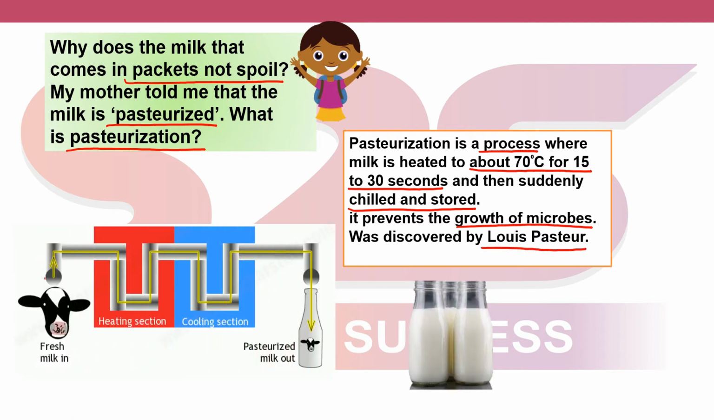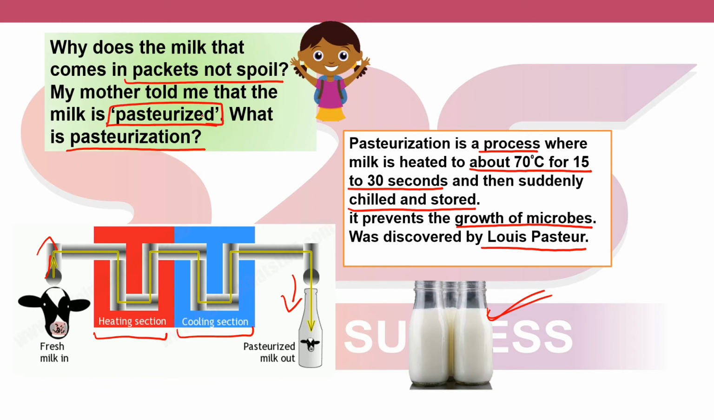So from here the fresh milk gets in. This is the heating section. This is the cooling section. And from here the pasteurized milk gets out. So when the milk is suddenly heated and then chilled, it prevents the growth of microbes and then it is packed, and so the packed milk doesn't get spoiled. This method was called pasteurization, invented by Louis Pasteur, and the milk is called pasteurized milk.